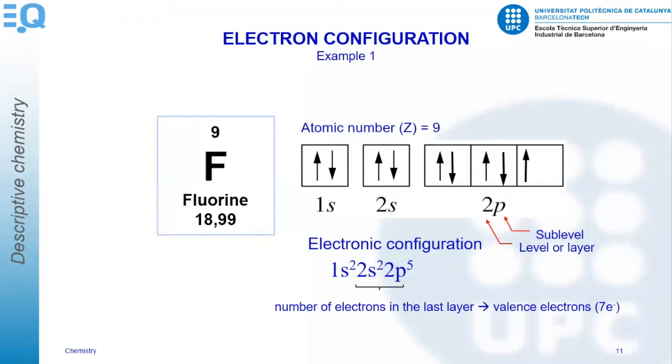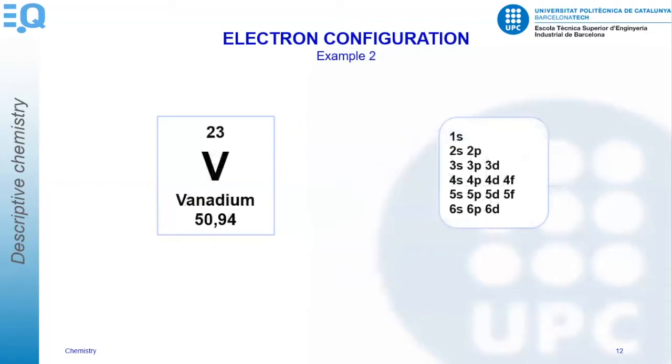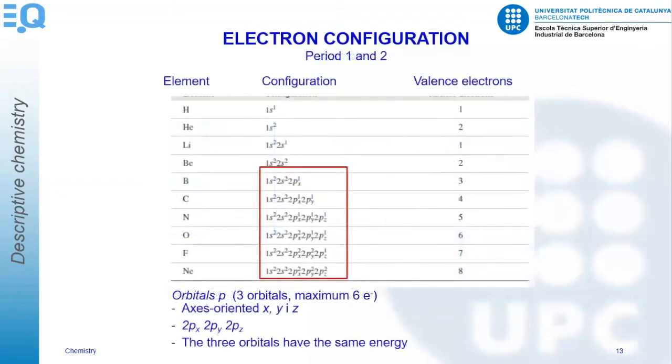Have a look at example number 2 and try to do it by yourselves and see if you get the same result. The p orbitals can have 3 orbitals, which is a maximum of 6 electrons. They are axis-oriented, X, Y, and Z, and the 3 of them need to have the same energy.